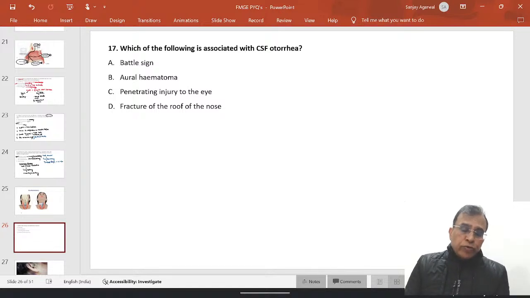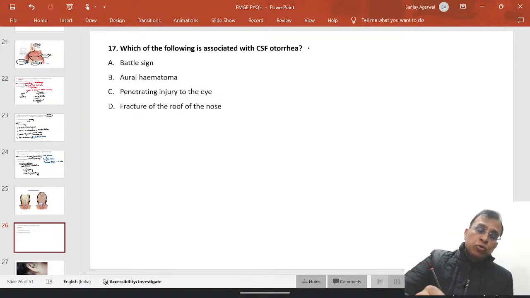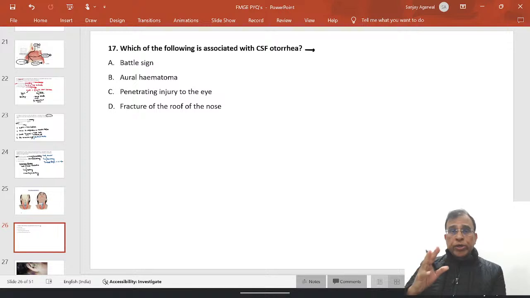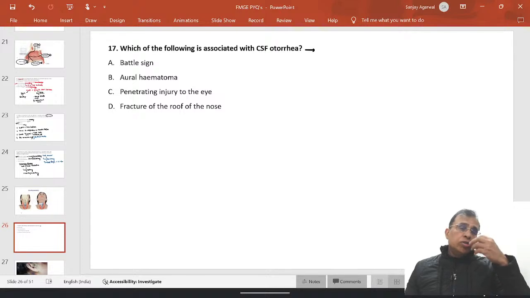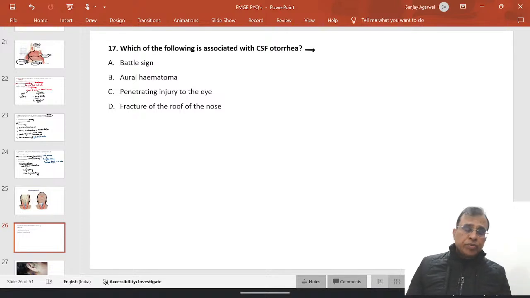Which of the following is associated with CSF otorrhea? CSF otorrhea means CSF flow through the ear. Don't confuse it with CSF rhinorrhea. CSF rhinorrhea is a very popular topic. The CSF comes from the nose, and it's a very common situation we encounter in our clinical practice, and that's why they ask questions from CSF rhinorrhea pretty commonly. But CSF otorrhea is less common, and we do not encounter this problem very often in the OPDs in ENT clinical practice. So a question on CSF otorrhea is less commonly asked.